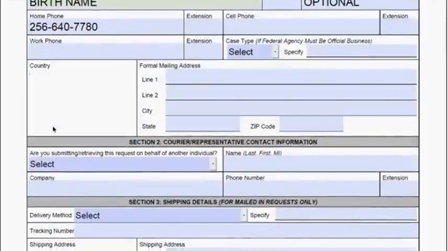The country. Now, this is where a lot of people mess up. This is not where you put Taiwan at. This is asking for your information. Okay? Because if you put Taiwan there, then they're going to send your authenticated birth certificate to Taiwan. All right? Oh, heck no. All right? So you put that. Now, let's just put in your address.